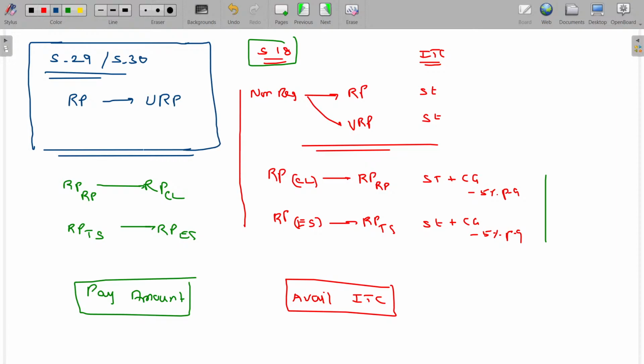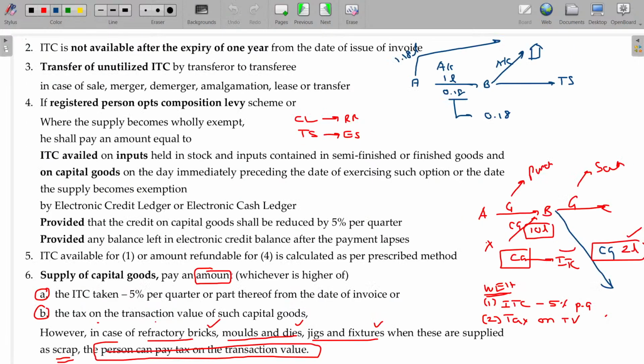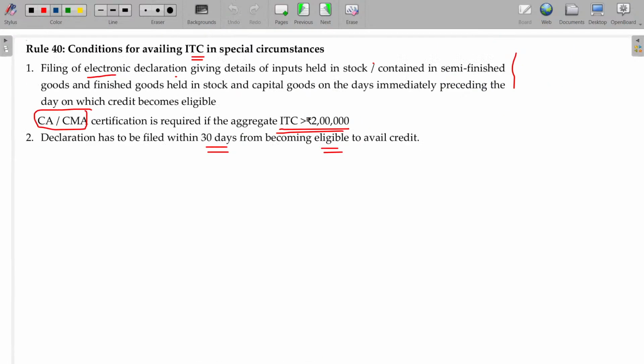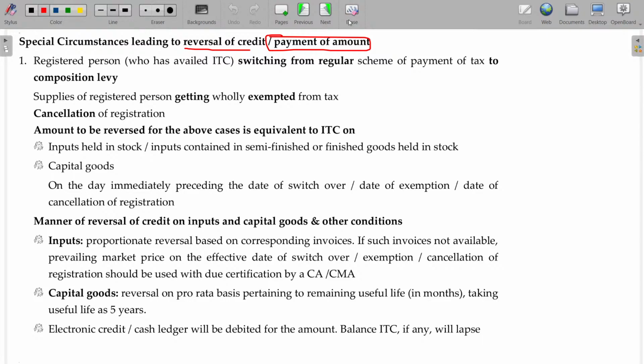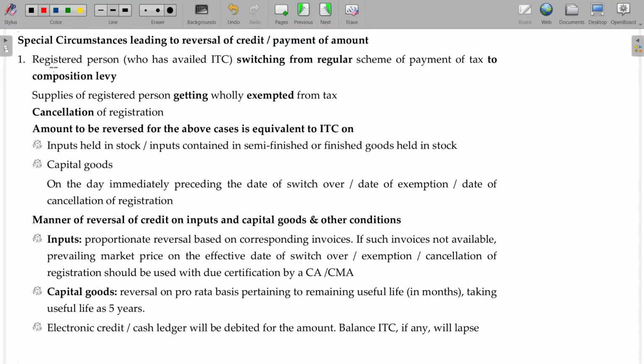Registration chapter. Okay. Anyhow, almost this side we have 4, this side we have 4. See here. A registered person switching himself to a composition scheme, or supplies of a registered person getting wholly exempted from tax, or cancellation of registration. One is shifting from regular to composition, the other is registered person to unregistered person. These are the two scenarios.